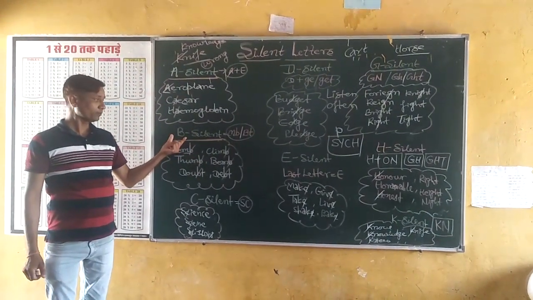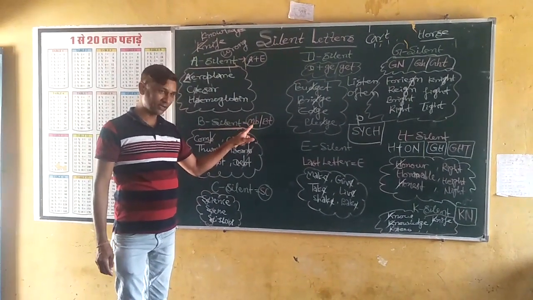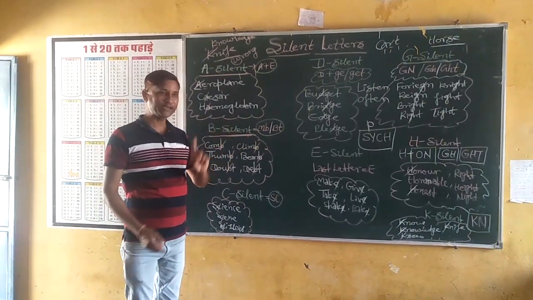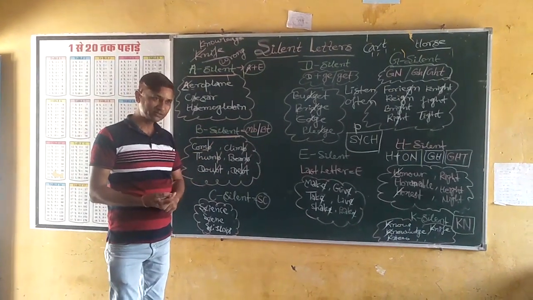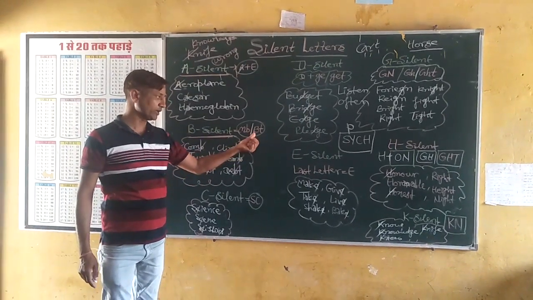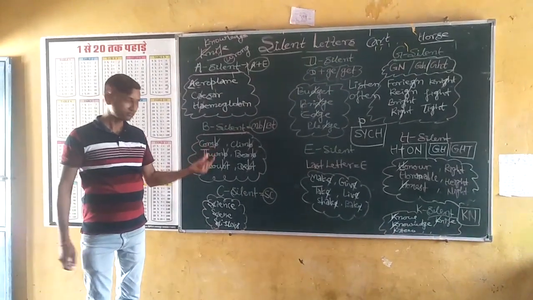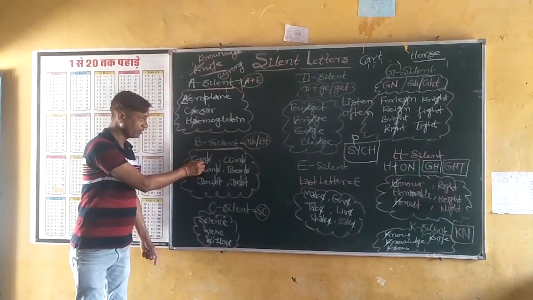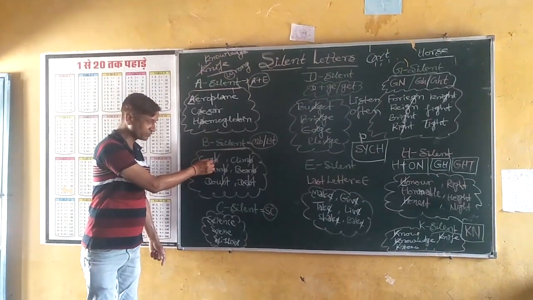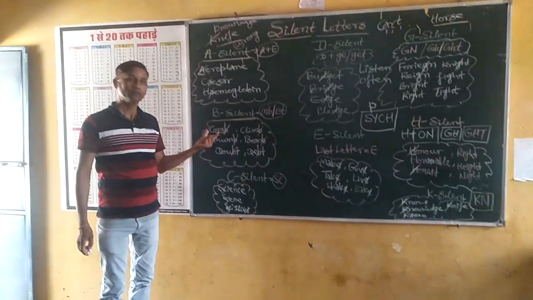Now we will learn B silent. When you find letter M before letter B, your letter B will be silent. And when you find B before T, then also your letter B will be silent. As an example, COMB. Here M is situated before B, then letter B will be silent and we will call it comb.